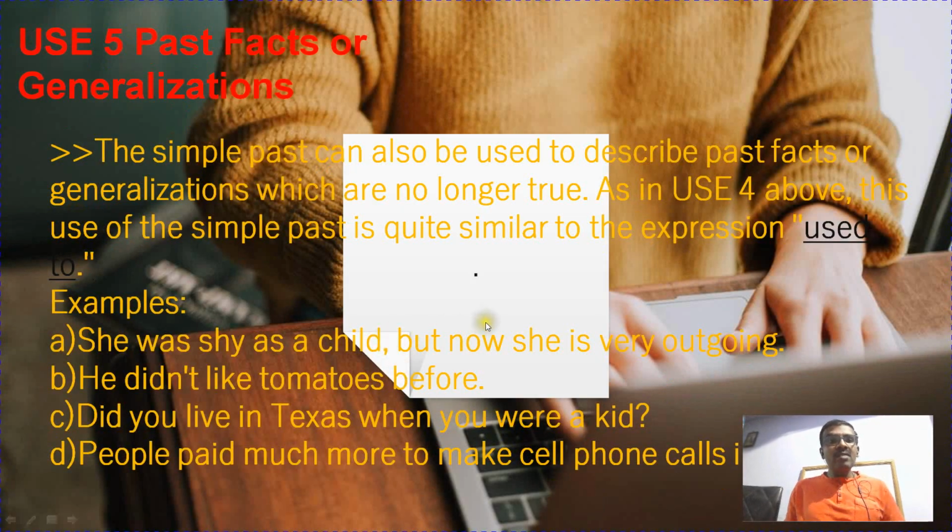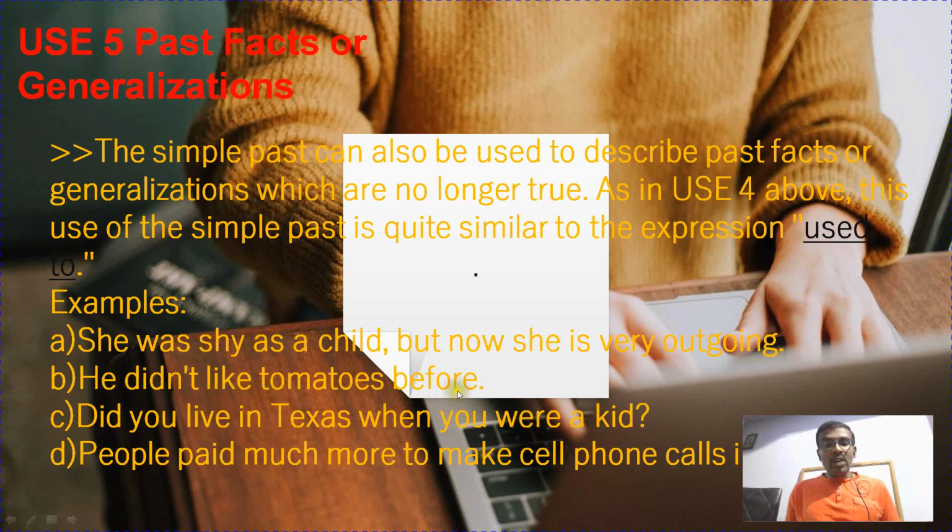And the last one, past facts or generalizations. General concepts are past facts, factual things in the past. So we are using the simple past tense. Examples: she was shy as a child. When she was a child, she was shy. But now she is a very outgoing student. Okay, so as the years go by, people improve in their activities, right? So they will not be childish.